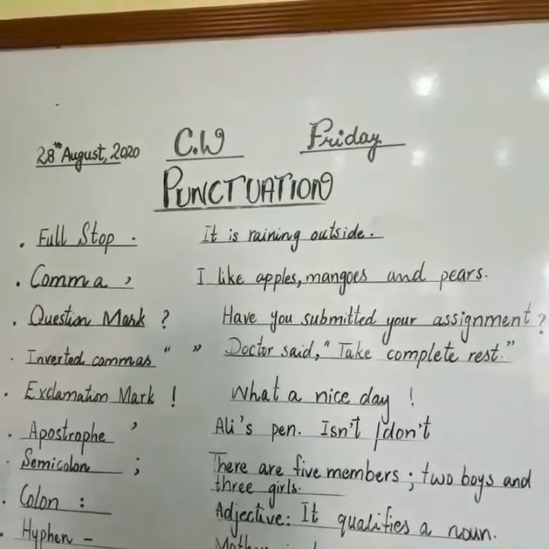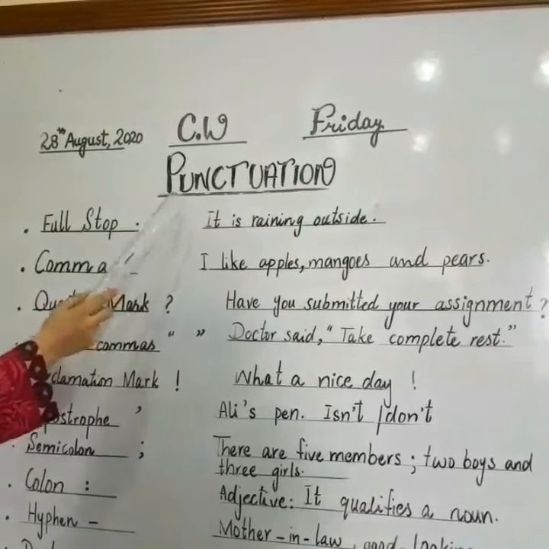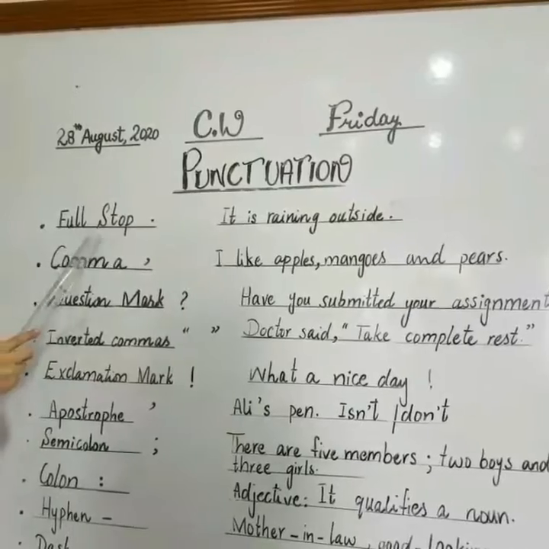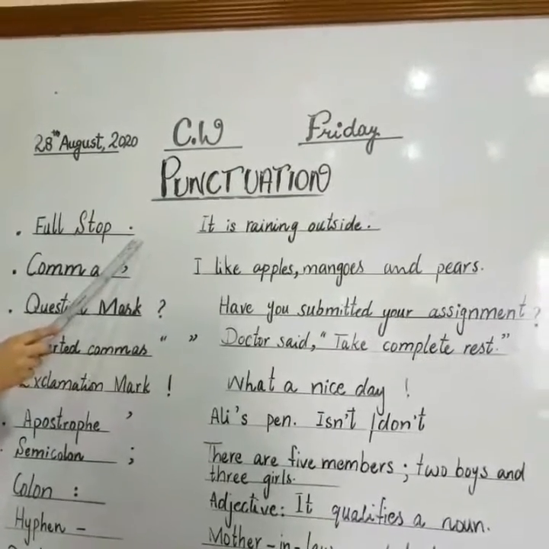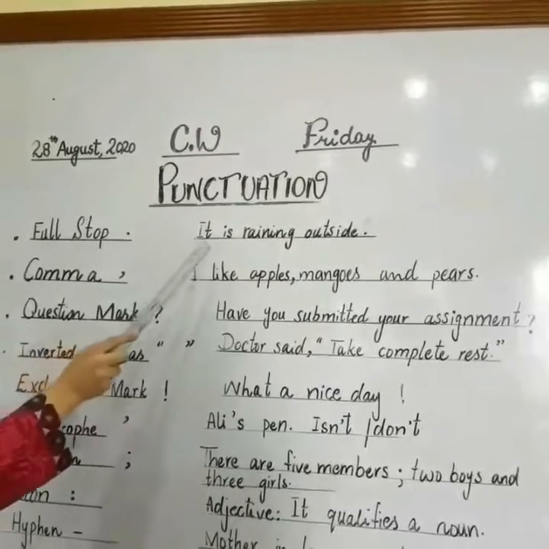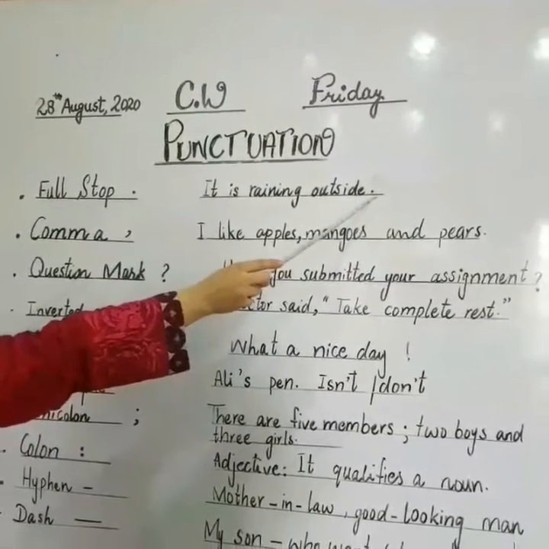According to today's lesson planner, we are going to learn about punctuation. Let's discuss the different punctuation marks. The first one is full stop. It is used at the end of a request or a simple statement. For example, it is raining outside, so we will put a full stop at the end of this sentence.